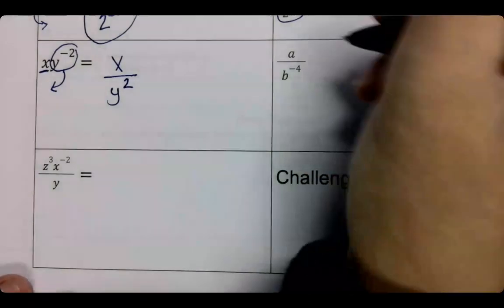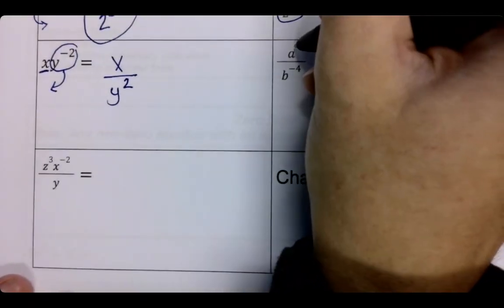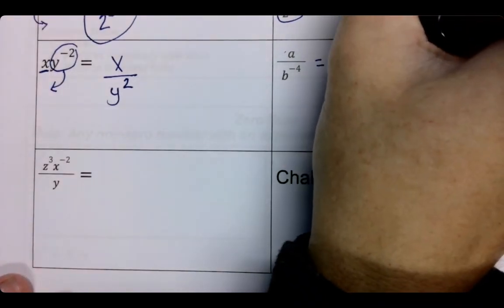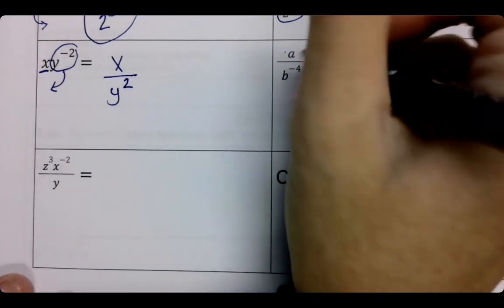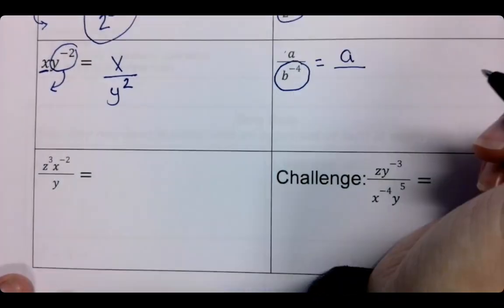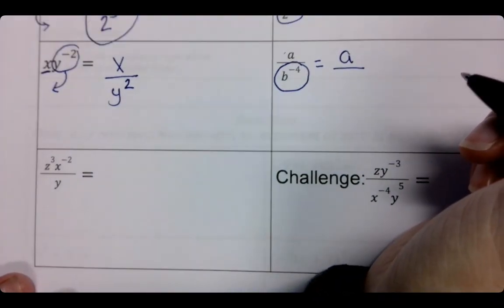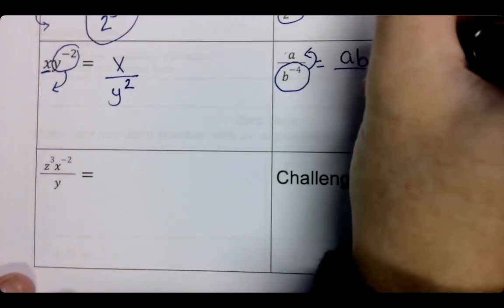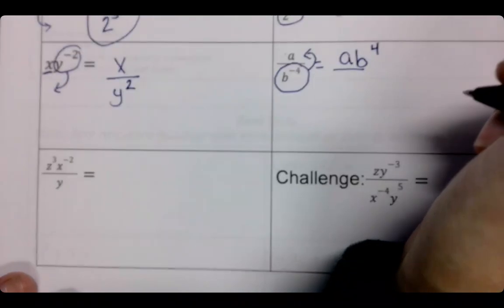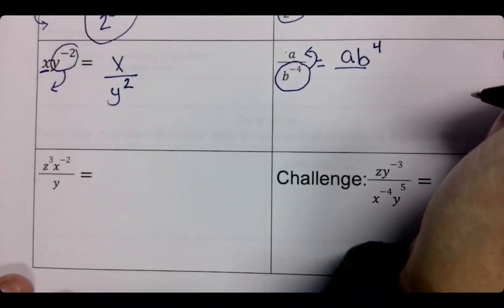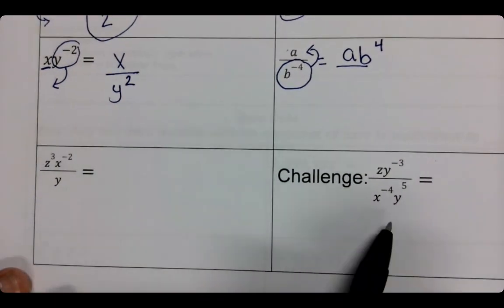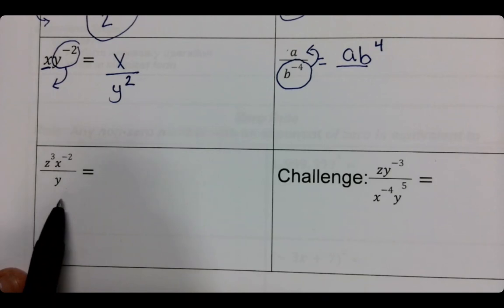Okay? What about this one? Does the a have a negative exponent? No. So it will stay exactly where it is. Does the b to the negative fourth have an exponent that's negative? Yes. So that will come to the top and become b to the positive fourth power. Okay? So I want you to try this one, and then we'll talk about this one.